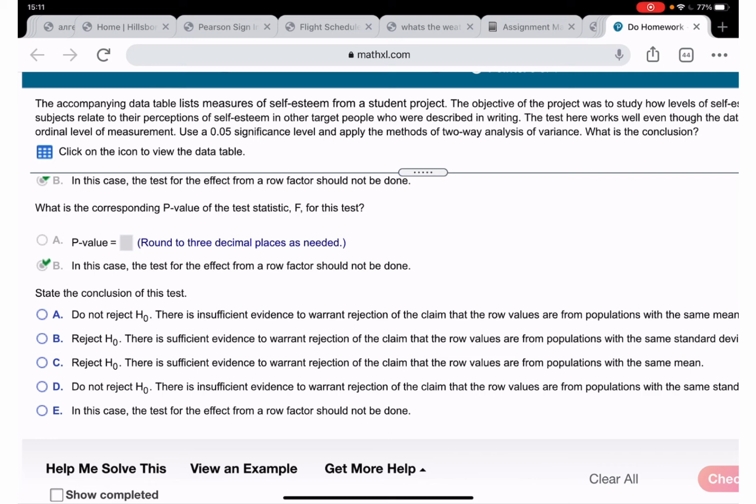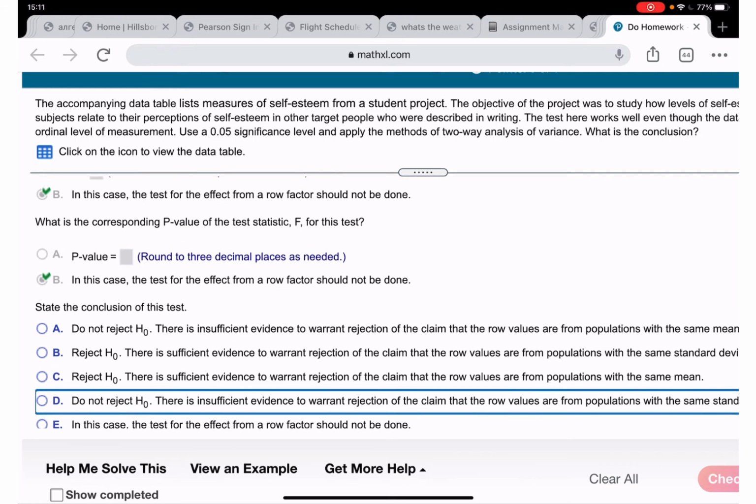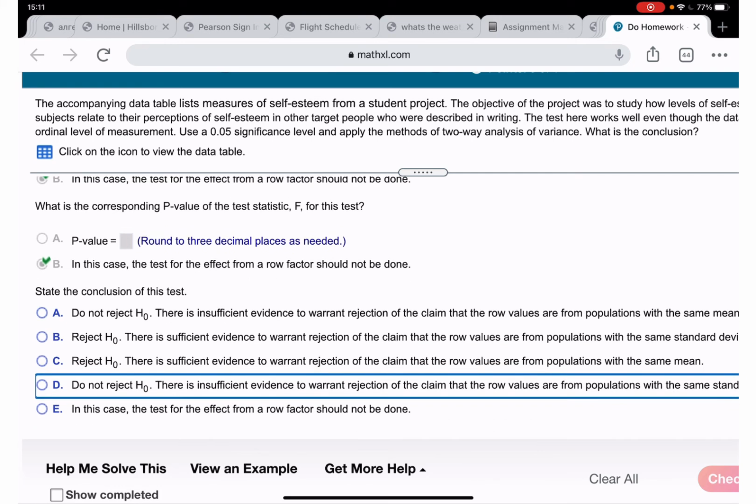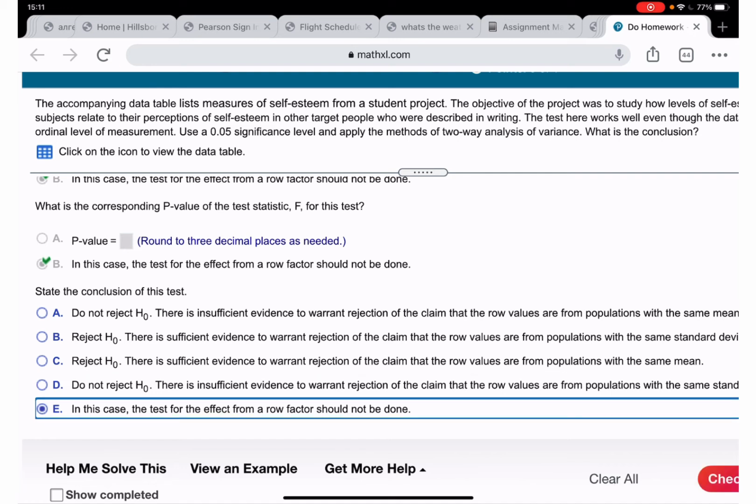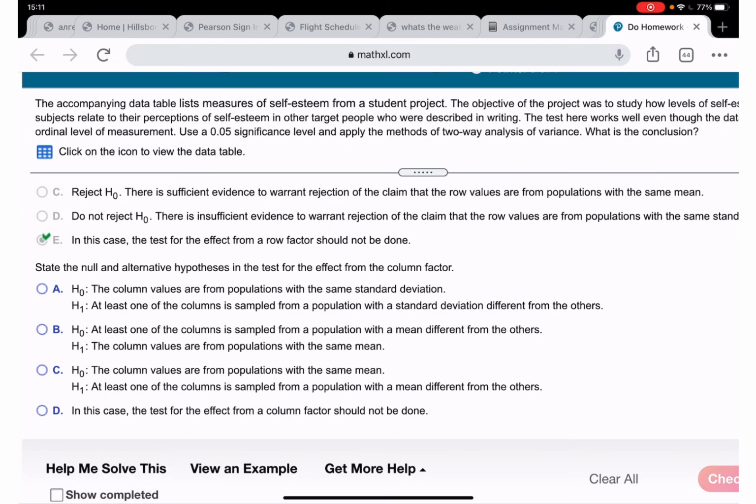Next, state the conclusion of the test. In this case, the test for the effect for the row factor should not be done. And is there any null hypothesis? And again, we are done. If we already know that there is an interactive effect, then we stop. We don't do anything else.